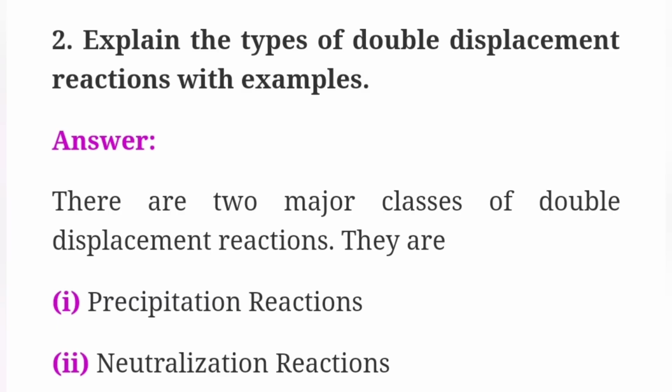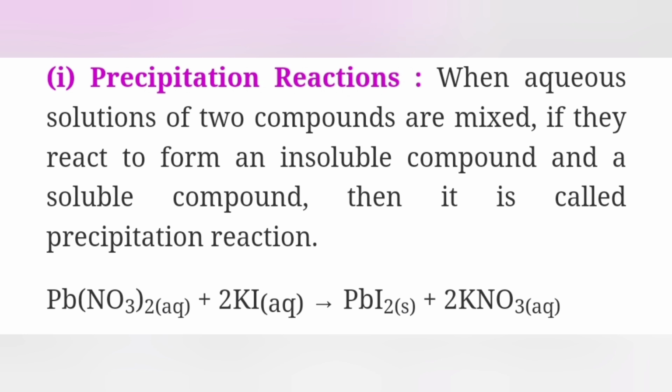Second question, explain the types of double displacement reaction with examples. Answer, there are two major classes of double displacement reactions. They are, first point, precipitation reactions, second one, neutralization reactions. First point, precipitation reaction. When aqueous solutions of two compounds are mixed, if they react to form an insoluble compound and a soluble compound, then it is called a precipitation reaction. Copy down the equations.